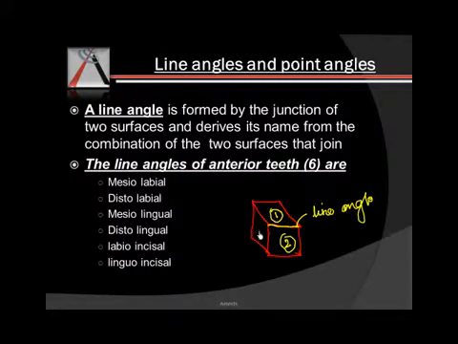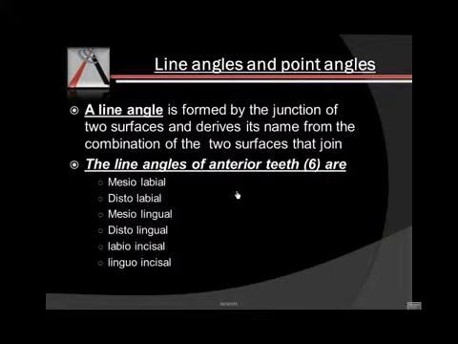While if we try to join three surfaces, if you just add up these three surfaces, where are these three surfaces contacting? We just mark it in blue. It is at this point they are contacting. So junction of three surfaces, combination of three surfaces, form a point angle. Applying this theory to the teeth, we just count the line angles and the point angles of the teeth.